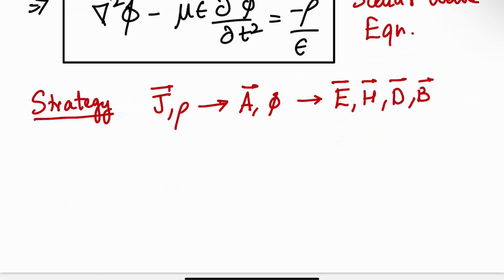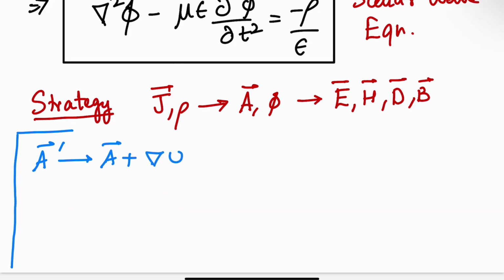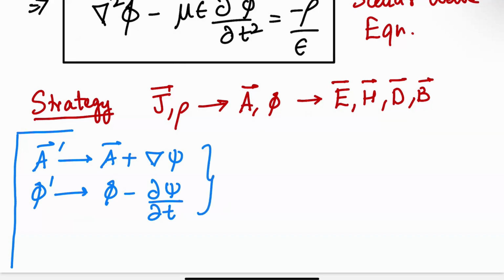Okay, before we do that, I actually want to mention one more quick aside, which is that this transformation that we made from A prime to A plus gradient of psi, and then from phi prime to phi minus derivative of psi, right? This is called gauge invariance. Which means that making this transformation, potentials can change, but fields don't change, right? It means the fields are invariant under this transformation.